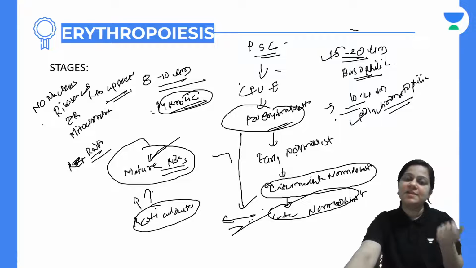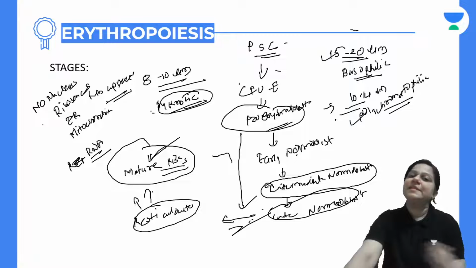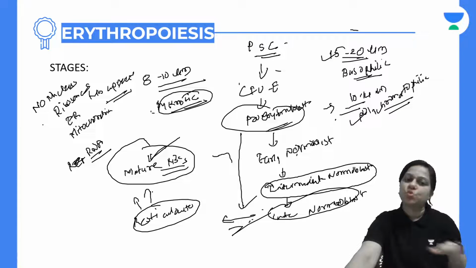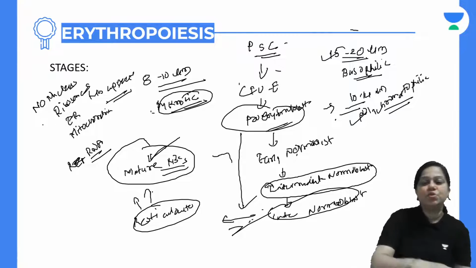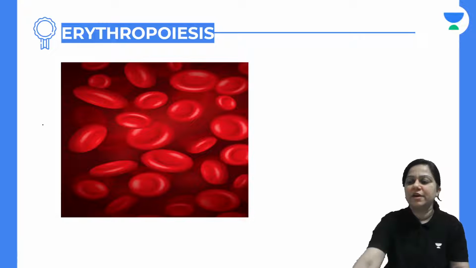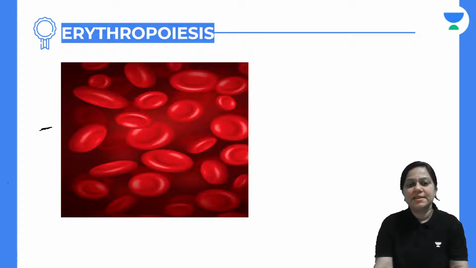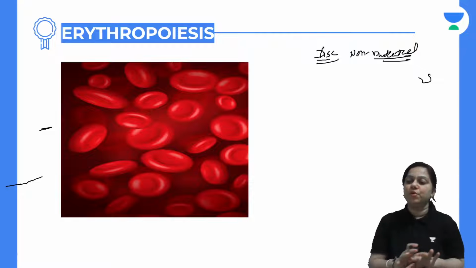This mature red blood cell is approximately 7.2 to 7.4 micrometer in diameter. There is no nucleus, no ribosomes, no endoplasmic reticulum, no mitochondria, nothing like a typical cell you will find. So this is how mature RBCs will look. They are disc shaped, non-nucleated structures.